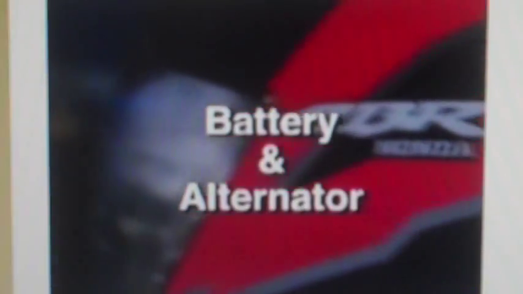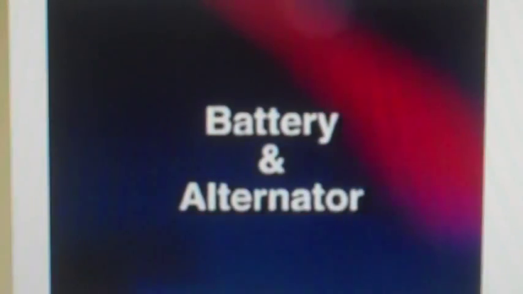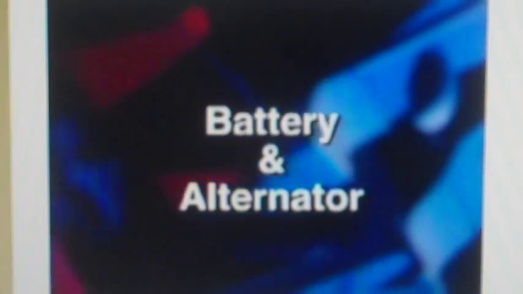So, we have learned what makes a good conductor, insulator, and semiconductor. Now that we know what electricity is, the next question becomes, how is it supplied? The two sources used to supply electrical energy on a motorcycle are the battery and the alternator. Chemical action is used to produce electricity in a battery, and magnetic induction is used in an alternator. Let's start with the battery.